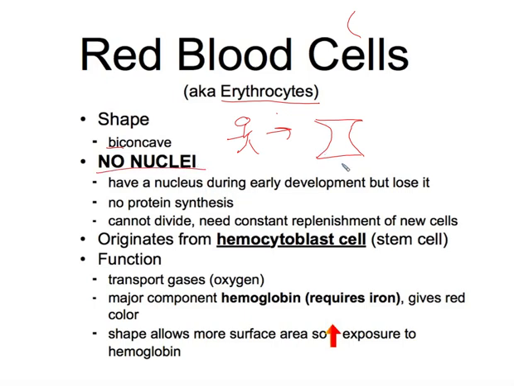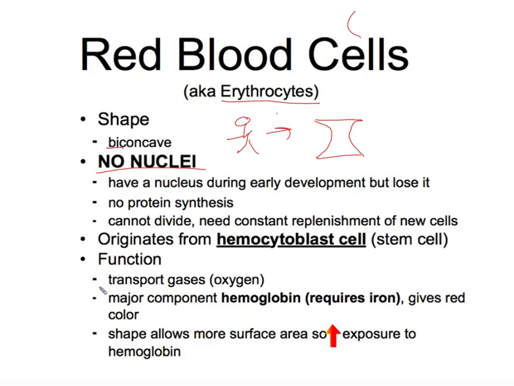They do during early development, but as they differentiate out, they lose that nucleus. They can't perform protein synthesis, they can't divide, and they constantly need replaced. So your red blood cells don't last for an extended period of time. They constantly need replaced, and that's what happens in your red bone marrow. Again, they originate from a hemocytoblast, so a stem cell, and then they have a couple functions.